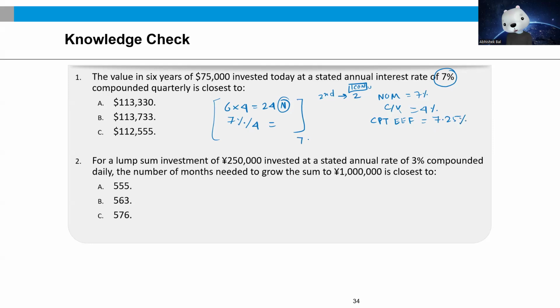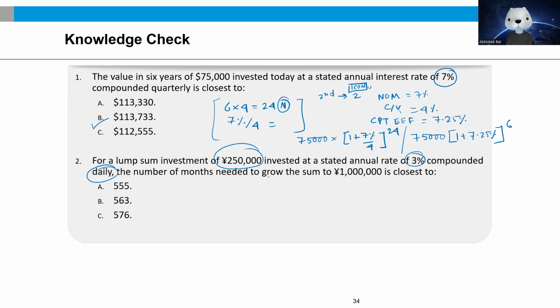Either you could say $75,000, which has been given, into 1 plus 7% divided by 4, whole to the power 24. You could do it this way, or you could do this: 75,000 US dollars into 1 plus 7.25%, which is the effective annualized interest rate, to the power 6. Either of these is going to yield you, I think, a value of 113,733.